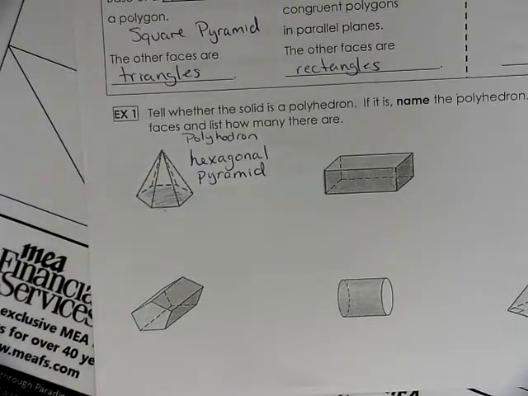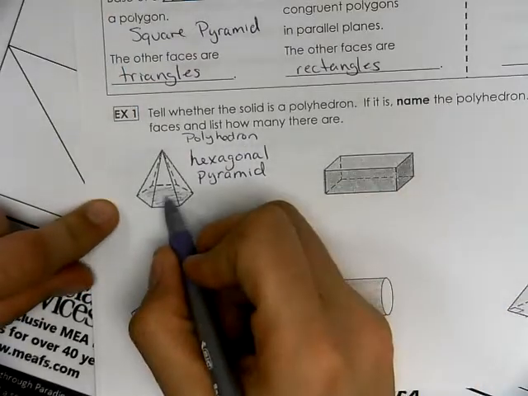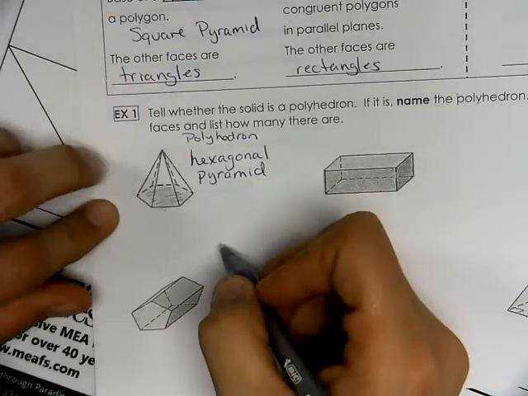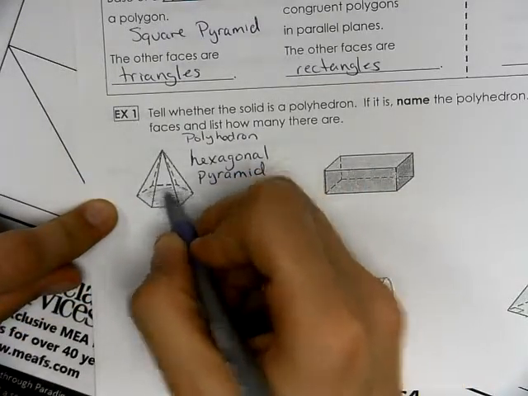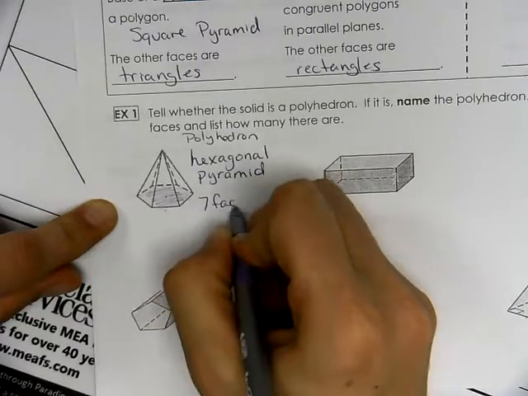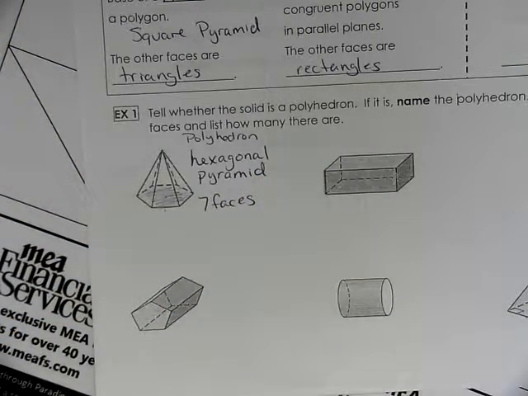And we really only get up to hexagonal stuff. We do triangles, rectangles, squares, pentagons, hexagons. We don't really go past that. Maybe you'll see a decagon, but don't worry about the other ones. Now, how many faces are there? Remember, everything's a face, that's a side. There's 1, 2, 3, 4, 5, 6, 7 faces. 1 base and then 6 triangles.